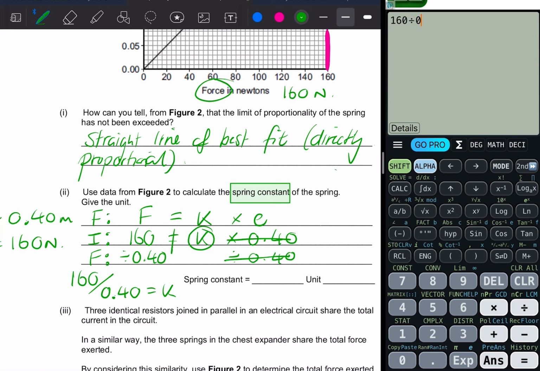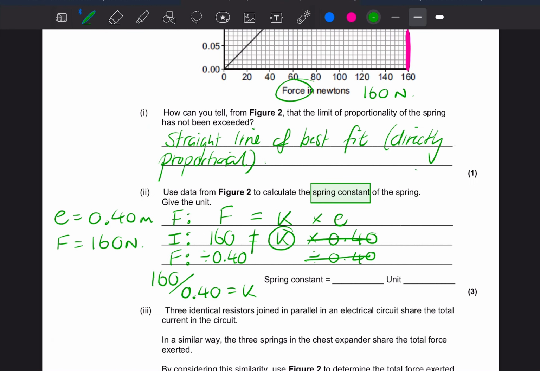So clear that up. 160 divided by 0.40 gives us 400. All right, we'll check that again. 160 over, this time, 0.40 gives us 400. So it will be 400. And it wants the unit.